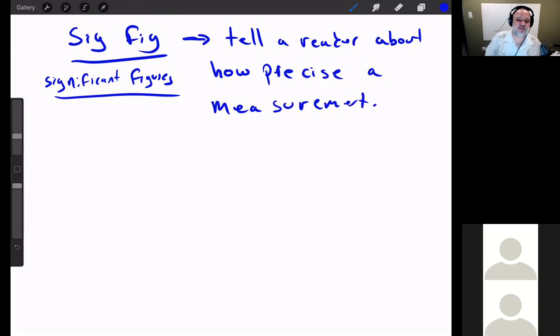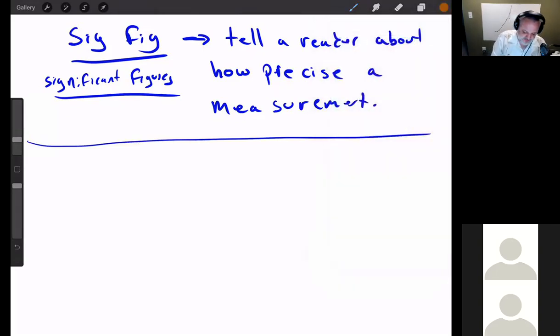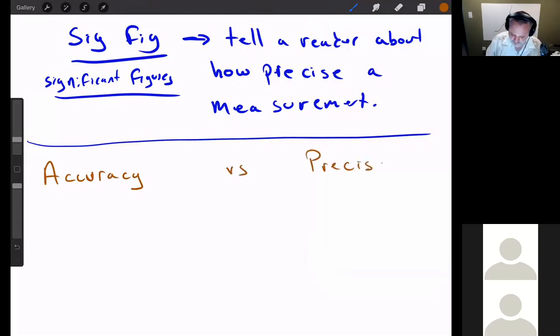Remember, what can we measure? We can measure distance, we can measure time, we can measure quantity, we can measure temperature. So significant figures tell us how precise a particular measurement is. Unfortunately, before I actually get into the meat and potatoes of significant figures, I have to define the difference between accuracy and precision.